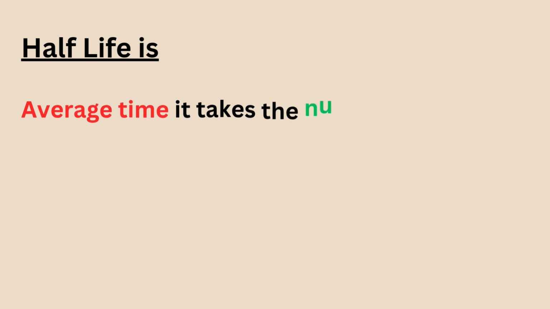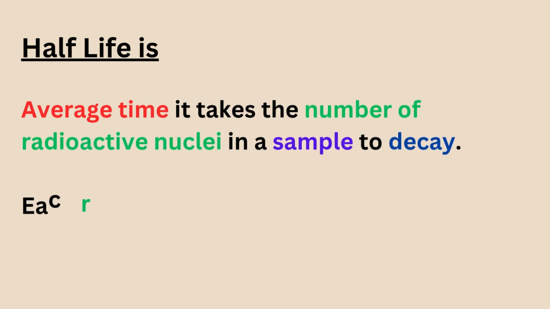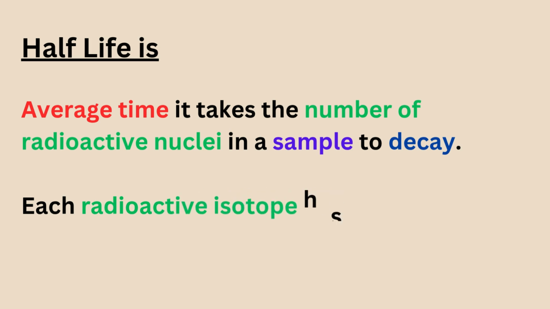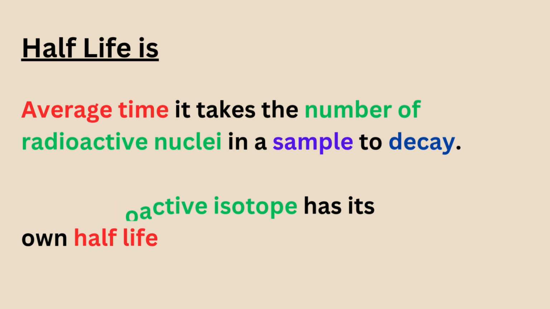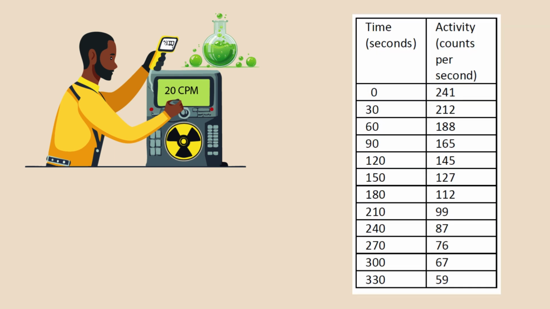Half-life is the average time it takes a number of radioactive nuclei in the sample to decay. Now, each radioactive isotope has its own half-life. That half-life might be very short, for a fraction of a second, or it could be very long, thousands of years. We can use the Geiger counter to measure the count rate over time of a radioactive sample, and we can record that in a data value table. So as time increases, the radioactive count rate will decrease from the sample.